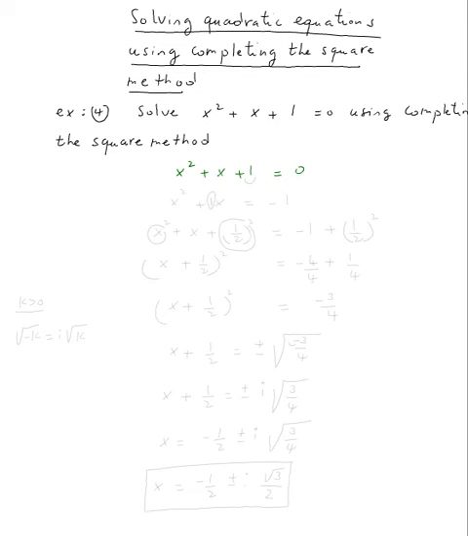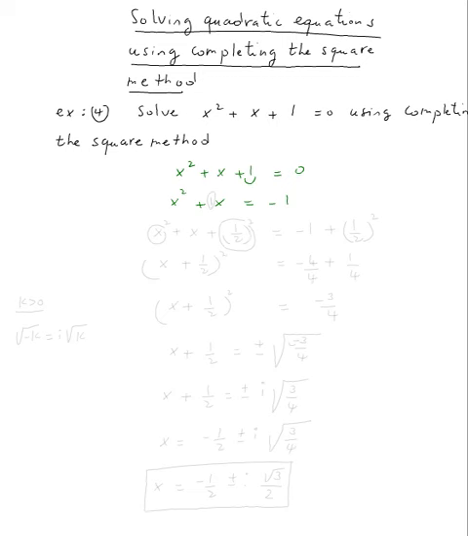So a is 1. The coefficient of x squared is 1, so we don't have to divide by any number. The only thing we need to do is move the 1 to the other side. In other words, we need to subtract 1 from both sides to get rid of the 1. So x squared plus x is equal to minus 1.